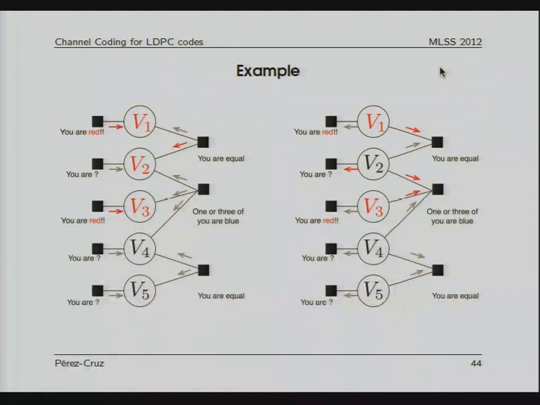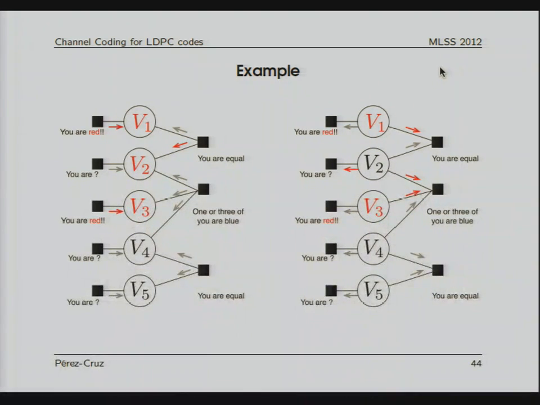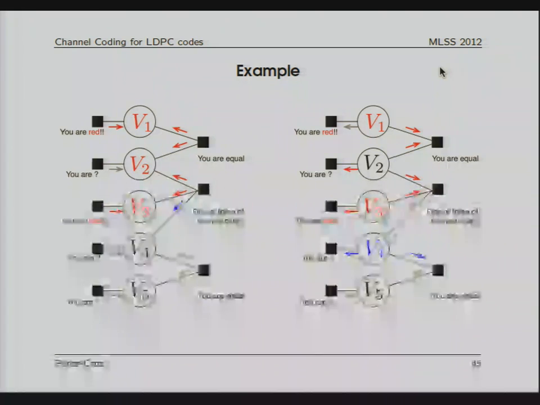And in the next thing from the variable, V2 has been turned red, and it's sending a message that I'm red. And in the next one, the one on top, it says there has to be either one or three blues. I already knew that there were two reds, so it's only one blue. So it's telling them it has to be blue. And in the last one, V4 is blue, and they have to be equal. You get a V5 to be blue.